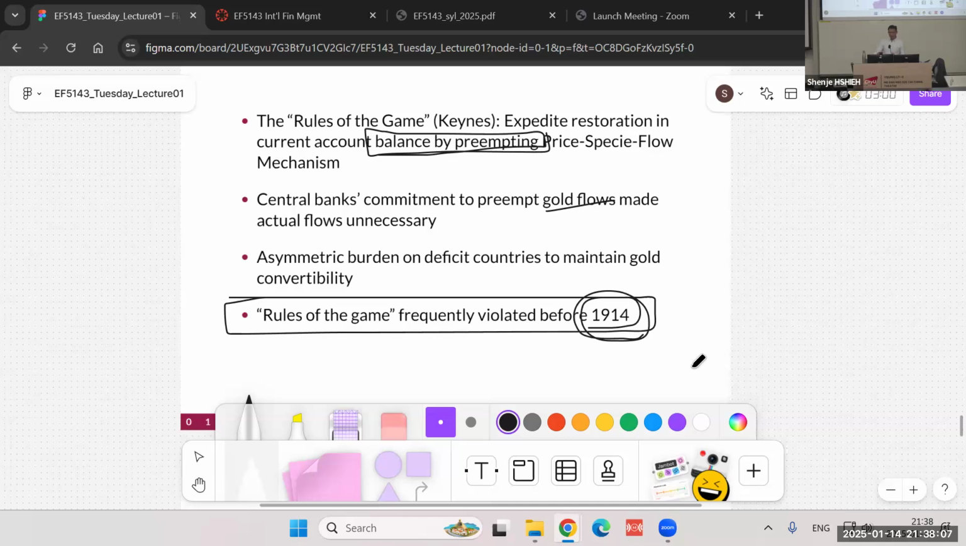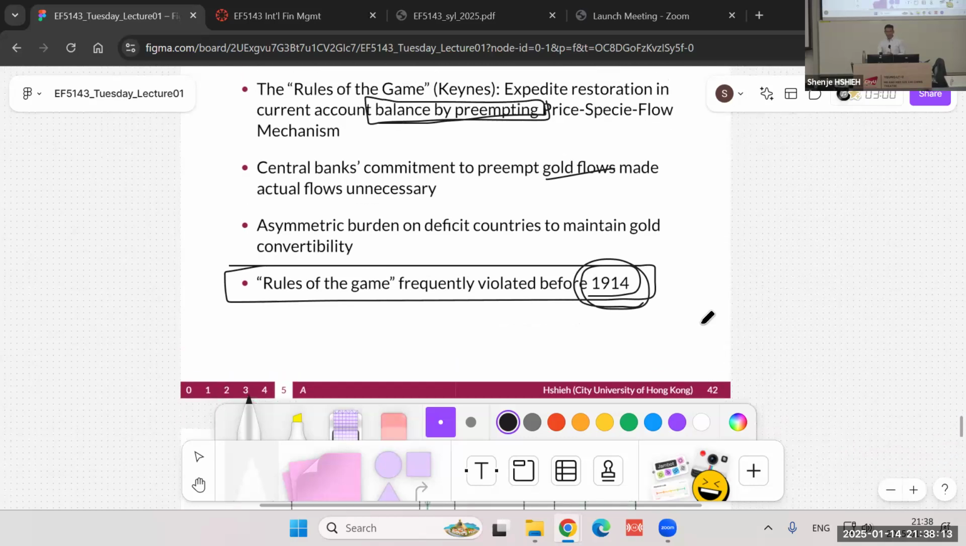So starting from 1914, World War I, people just have incentives to not play the game anymore. They try to make their currency as weak as possible, and they try to hoard gold as much as possible. And that's where everything went really bad.